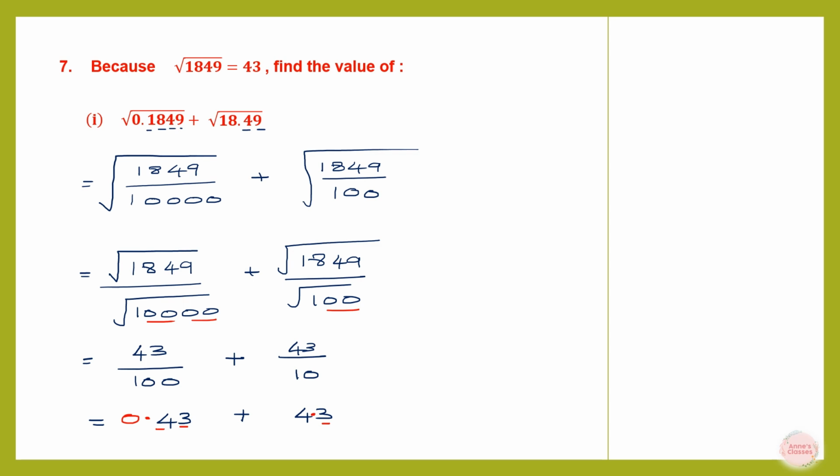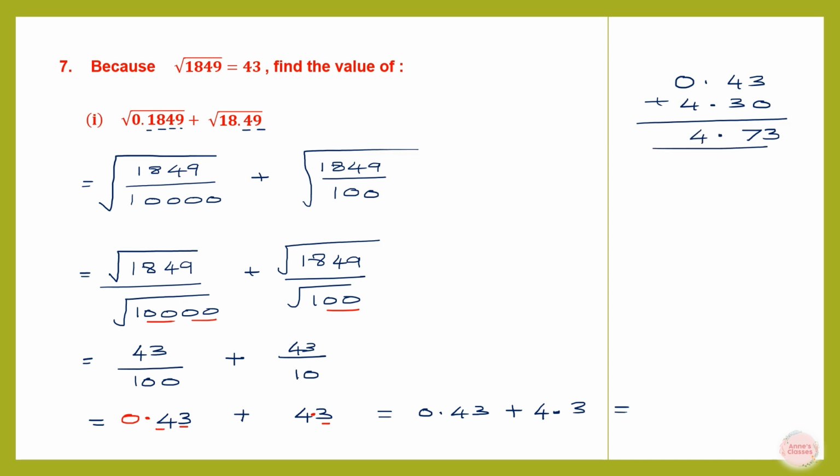So what do we have here? We have 0.43 plus 4.3. Let's add it up. Put a 0 there just to make them like decimals. So now this is 3. 4 plus 3 is 7. 0 plus 4 is 4. So what is our final answer? Our final answer is 4.73.